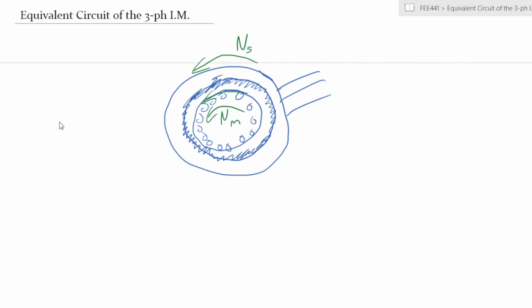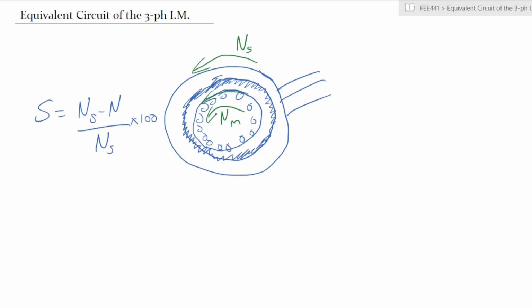We also said that the relationship between the two is given by slip. So slip is equal to (Ns minus N) over Ns. It is a fraction, or it can be expressed as a percentage.